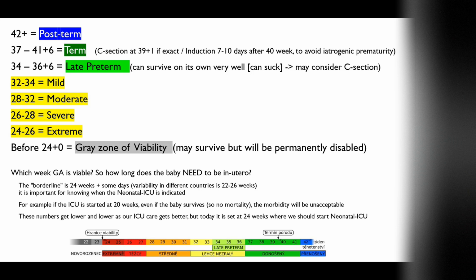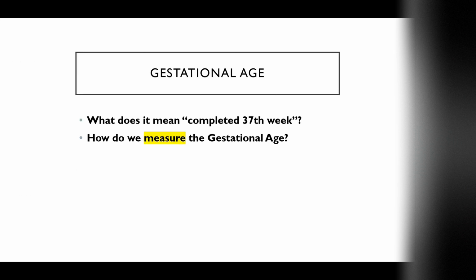It depends on the ICU. The neonatal ICU is called NICU, okay? So that's why it's called the gray zone of viability, because different countries have different access to resources. Okay, and then we go to measuring the gestational age.